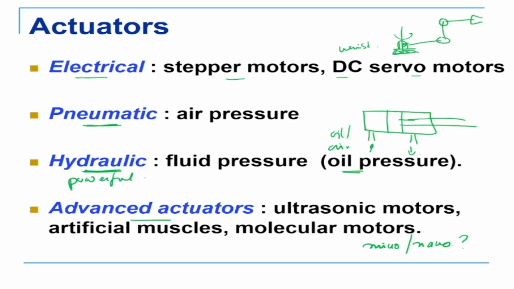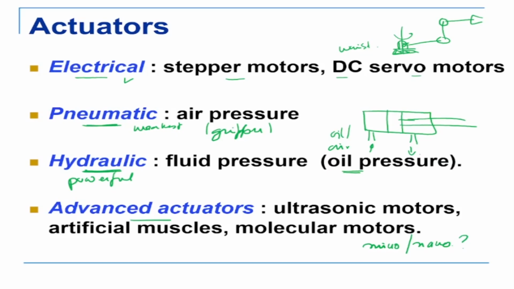So the hydraulic actuator is the most powerful actuator out of all of these. Pneumatic is the weakest, and in between is electrical. So in the case of grippers, when very high pressure or force is not required, we normally use pneumatic pressure, or the grippers are very often pneumatic. Okay, they work with air pressure.